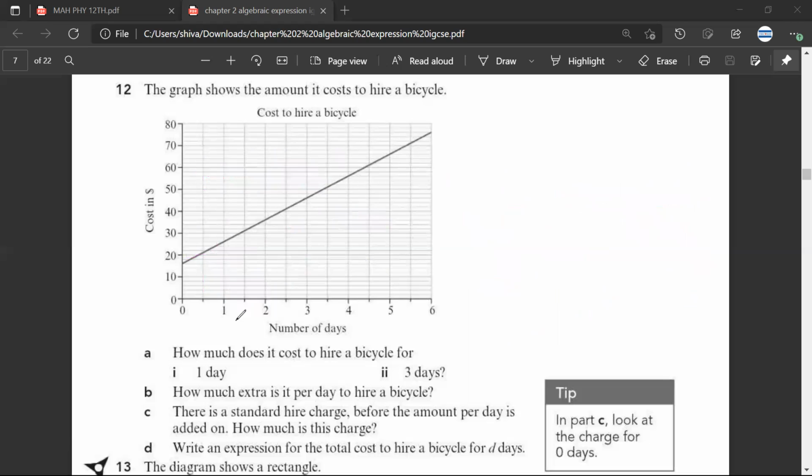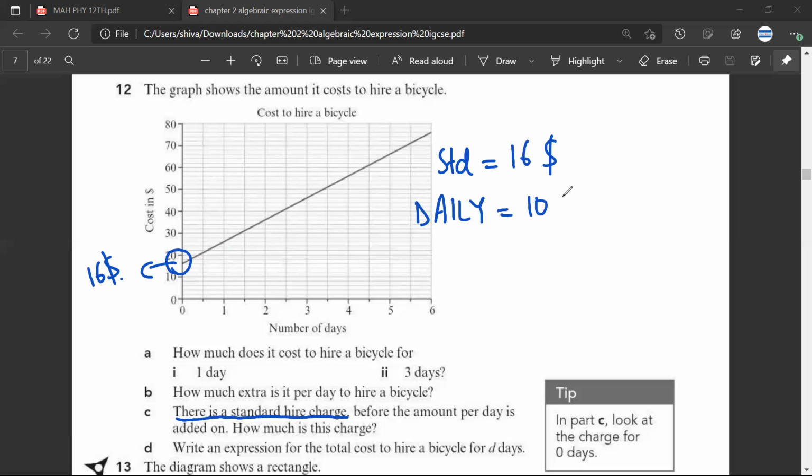So in this case also, what they are saying is, there is a standard hire charge. Now that standard hire charge, Mr. Ariman, would be equal to 16. So this is the standard charge. And Mr. Ariman, what would be the daily charge? 10. $10. Mr. Satya, are we clear? Yes, sir.